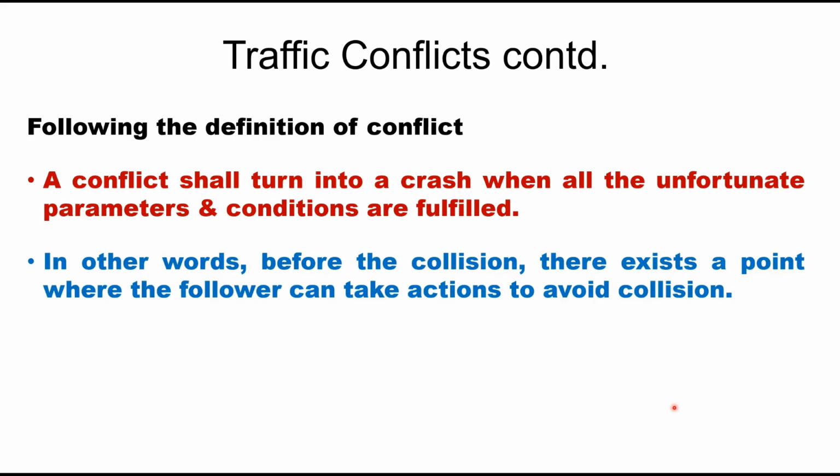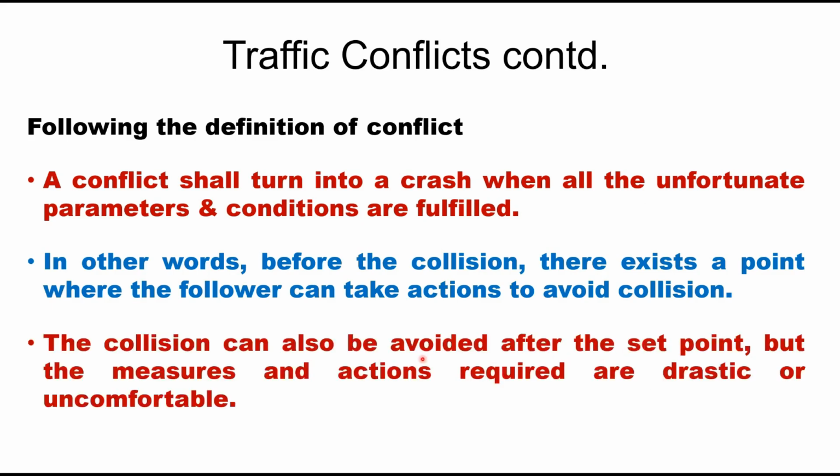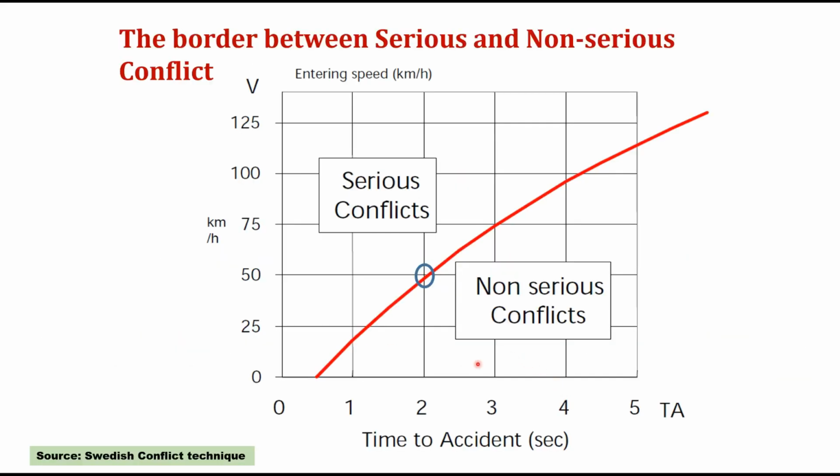In other words, before the collision, there exists a point where the follower can take action to avoid collision. And the collision can also be avoided after that point, but the measures and actions required will be very drastic or uncomfortable. Many studies have indicated that if you provide 1 or 2 extra seconds to the driver, then he or she can avoid the accident. Now, this is the line which is called the border between serious and non-serious conflict.